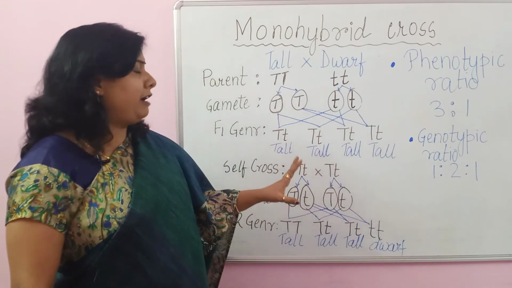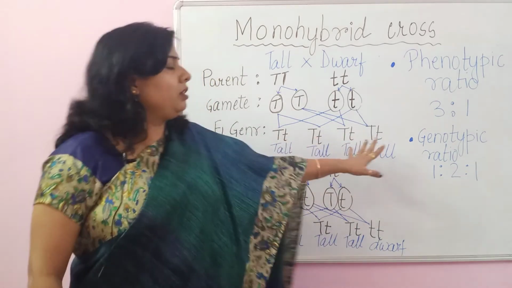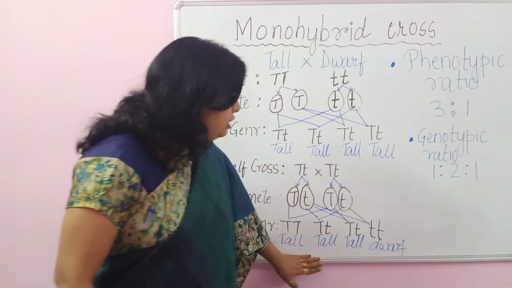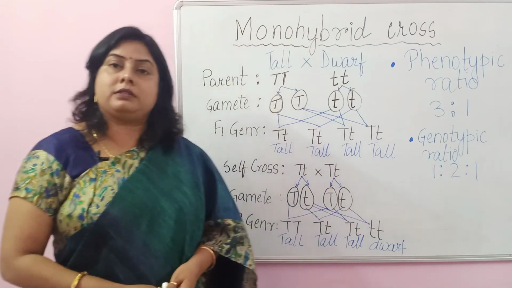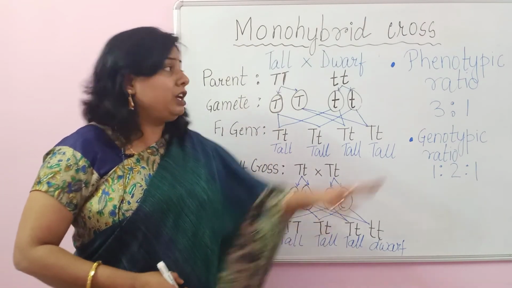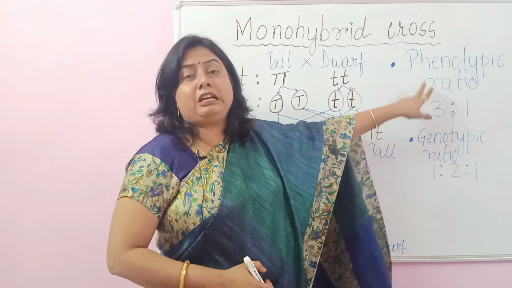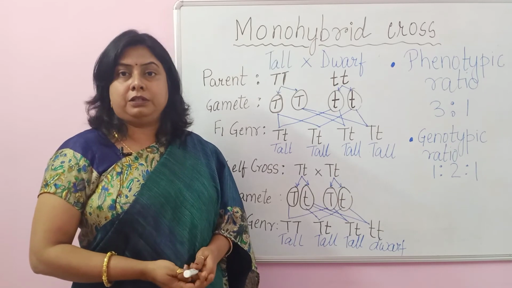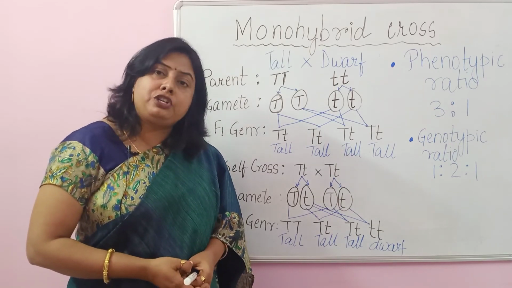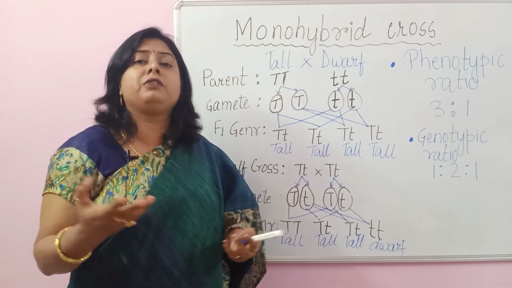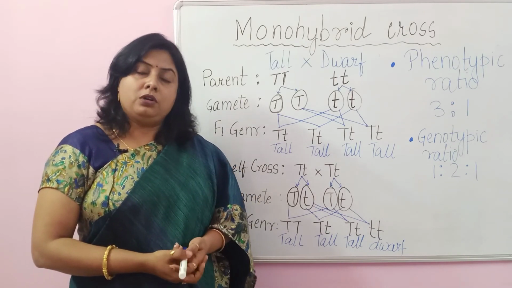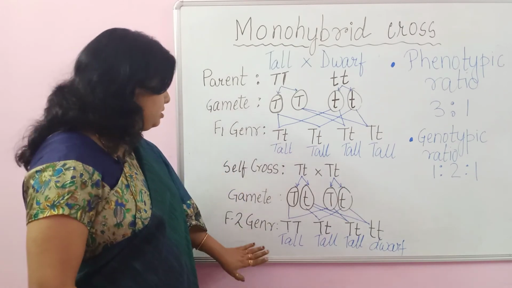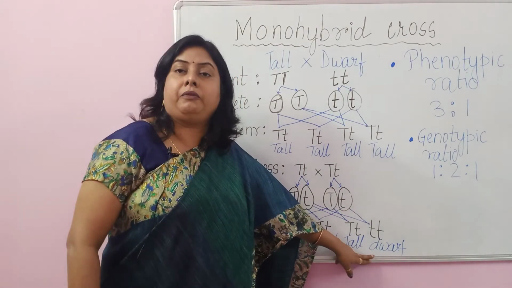So from here what do we find? In the F1 generation all the plants are tall. But in the F2 generation there are 3 tall and 1 dwarf plant. So this 3:1 ratio is the phenotypic ratio of the monohybrid cross. The phenotypic ratio means the ratio of the appearance of the character. So the phenotypic ratio of the monohybrid cross is 3:1.